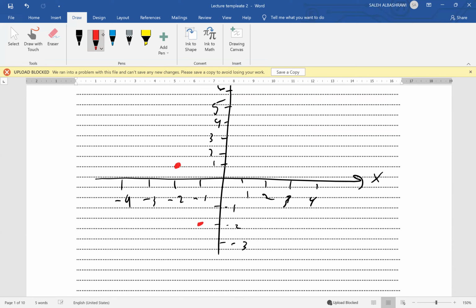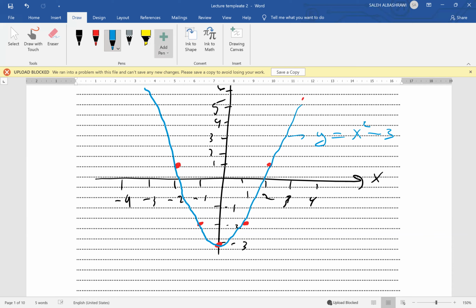We connect between these points. I will have something similar to this. It is a parabola. We call it parabola. This is the equation of y equal to x square minus 3. So this is the graph of this equation, y equal to x square minus 3.